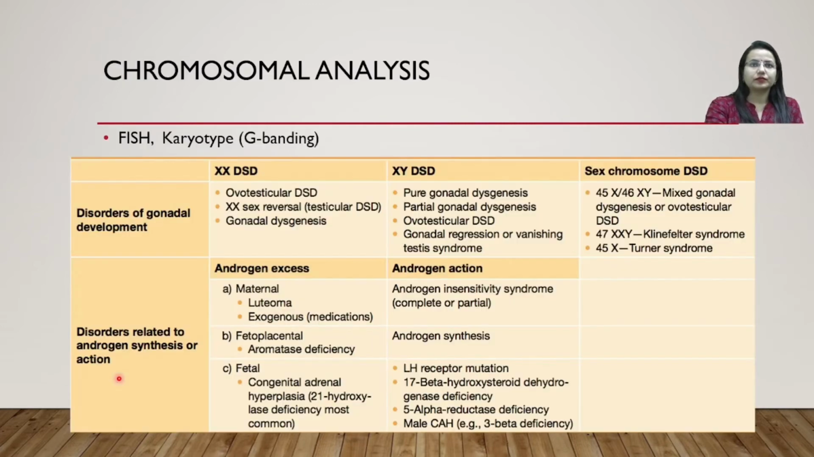So chromosomal analysis is being done utilizing FISH or the G banding method. It is a similar classification method, but in a more comprehensive way, as we have discussed. XX-DSD, XY-DSD, sex chromosomal DSD, it could be due to any of these. Sex chromosomal is straightforward: mixed gonadal with mosaicism, Klinefelters, Turners, while XX and XY could be due to developmental disorders or due to androgen synthesis or action related disorders.